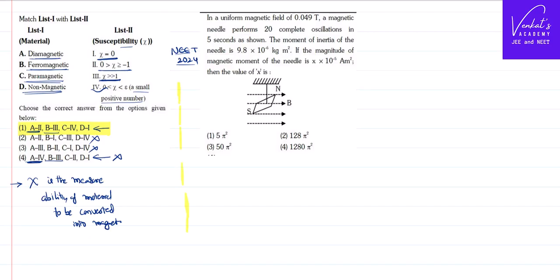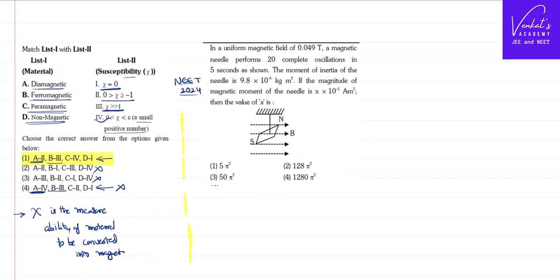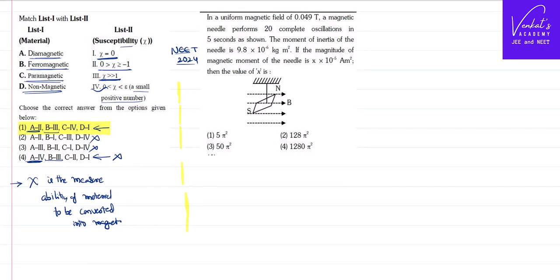Let's have a look at the next question. This question says, in a uniform magnetic field of B given for you, let's write down what's the data given. Magnetic field strength is 0.049 Tesla, or 49 into 10 power minus 3, or 4.9. As I have divided by 10, I have to multiply by 10. That is 4.9 into 10 power minus 2 Tesla.